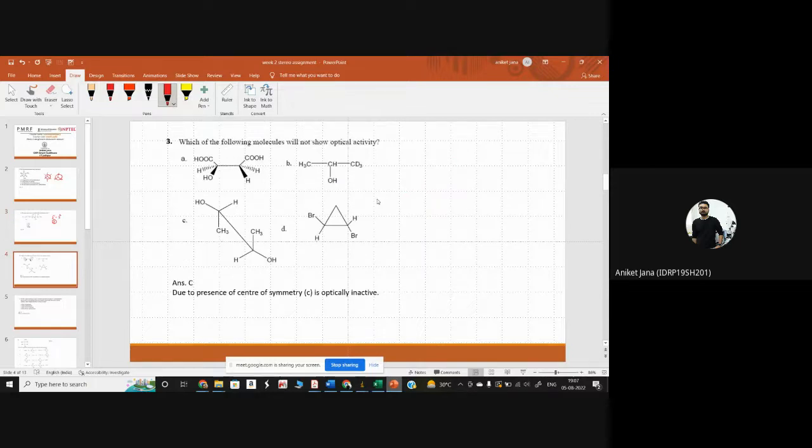So this one: which of the following molecules will not show optical activity? How can you determine which molecule doesn't show optical activity? Sir, option C. Yes, option C. Why? Because, sir, this is a meso compound. Yes, and which element of symmetry does it have? There is a sigma. Stereochemistry I. Yes, there is an i.